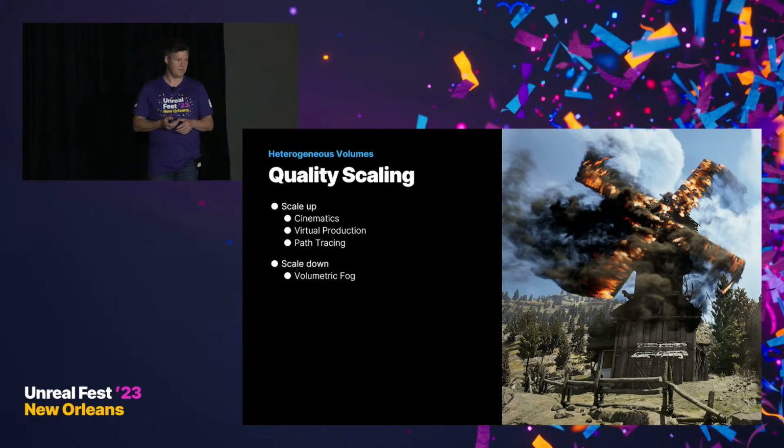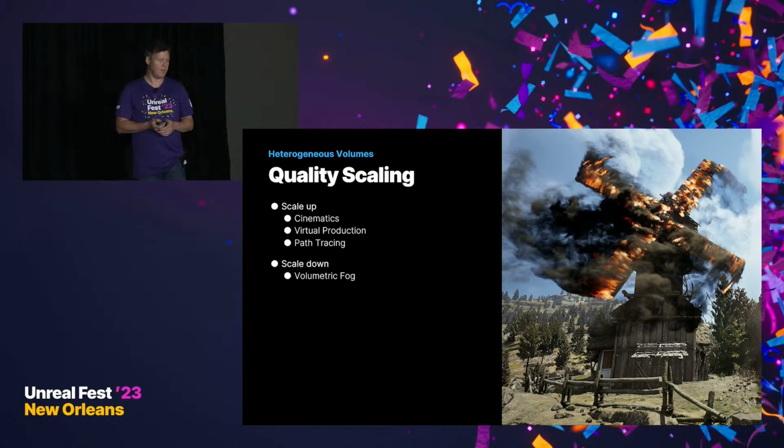Due to the demands of the pixel level quality with accurate self-shadowing, we decided that heterogeneous volumes should initially target cinematic and virtual production use cases. We also added path tracing support for heterogeneous volumes to complete the scalability path all the way through offline rendering. However, it wasn't immediately clear if we could use this as a fast real-time method.